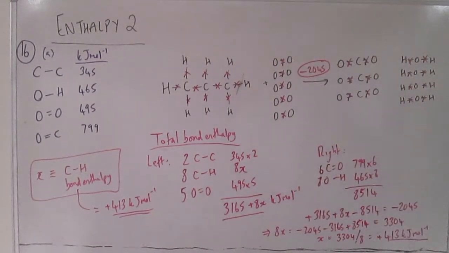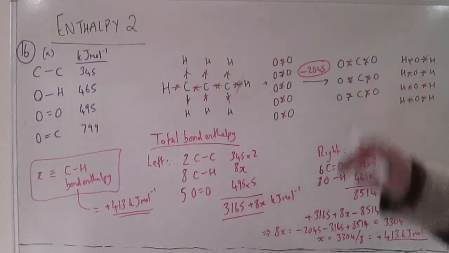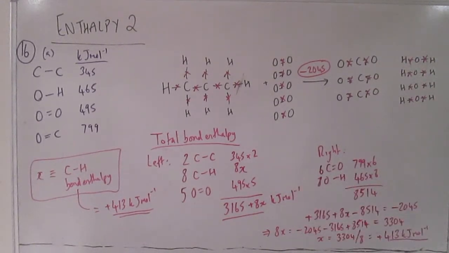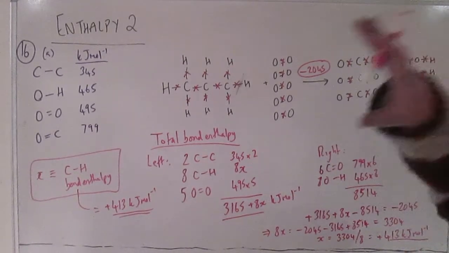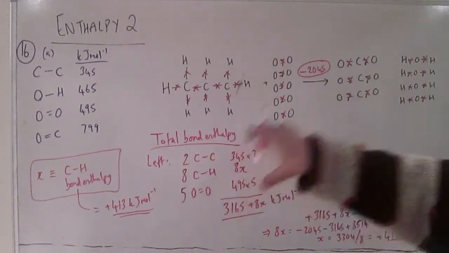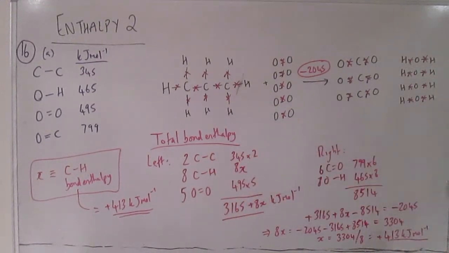So you can see that's a bit more involved than some of the earlier examples, both because there were more bonds to take account of, but also because we had to introduce X to make it work. But once you get used to the principles, particularly making sure that you remember these bonds are broken, so it's positive, these bonds are formed, so it's negative, then it's actually relatively straightforward.